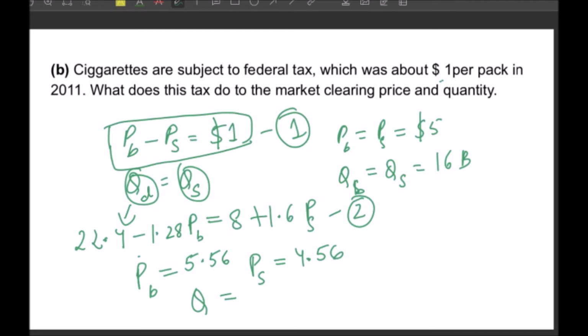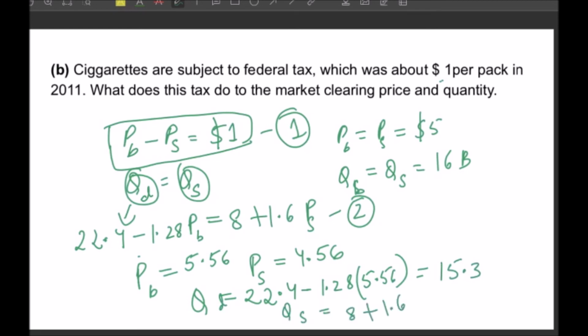The new quantity that is bought and sold, we can find it either by the demand equation or the supply equation. It will be the same irrespective. So let's see, 22.4 minus 1.28 into 5.56, which is equal to 15.3 billion. And similarly, if we do it with the quantity supplied equation, it comes out to be the same, 1.6 into 4.56. It is also equal to 15.3 billion packs of cigarettes.